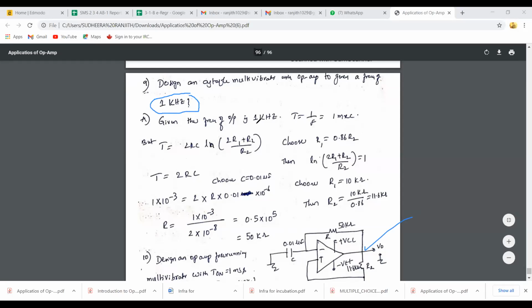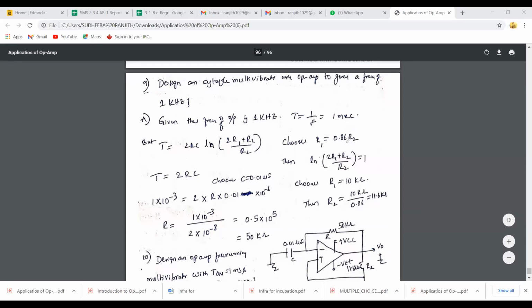Frequency of 1 kHz. We can calculate time period, right? 1/f. Yes, sir. ఎంత వచ్చింది? 1 millisecond. 1 millisecond, right?